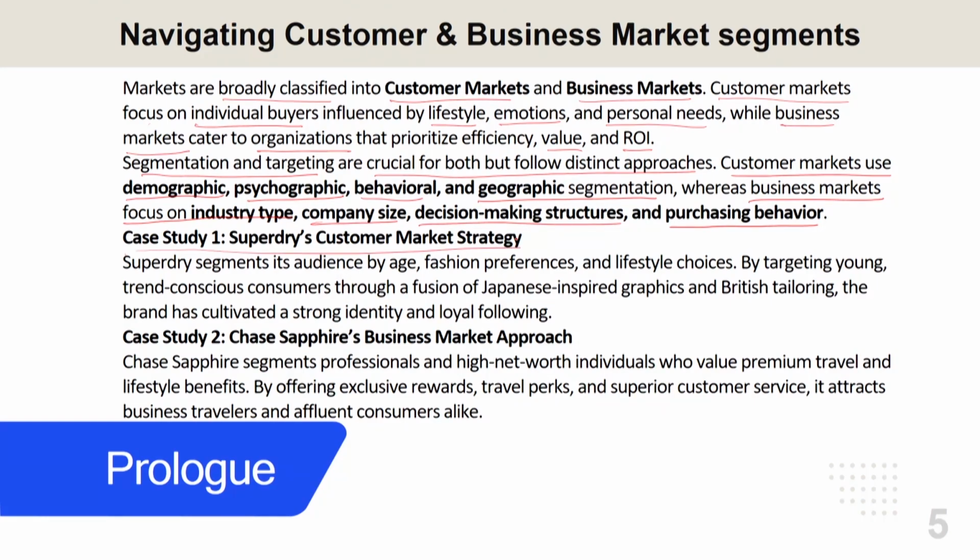One is Superdry's customer market strategy. Superdry segments its audiences by age, fashion preferences, and lifestyle choices, targets young, trend conscious consumers, and through a fusion of Japanese inspired graphics and British tailoring, the brand has cultivated a very strong identity and loyal following. On the other hand, we've got Chase Sapphire, which is part of Chase Bank, and they segment professionals and high net worth individuals who value premium travel and lifestyle benefits and offer exclusive rewards, travel perks, and superior customer service. And this attracts business travelers and affluent consumers alike.